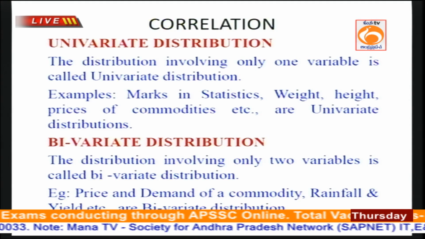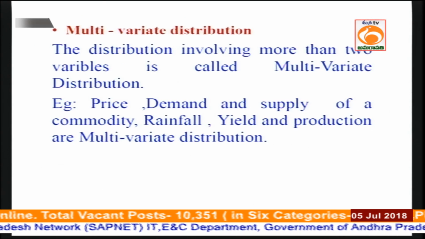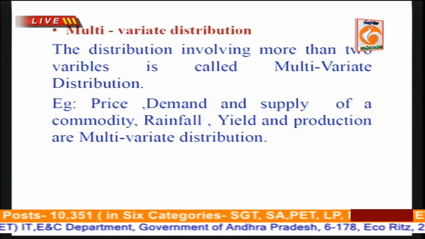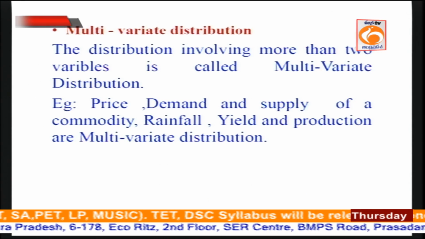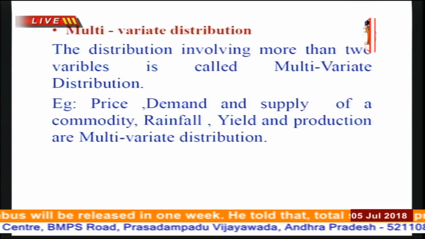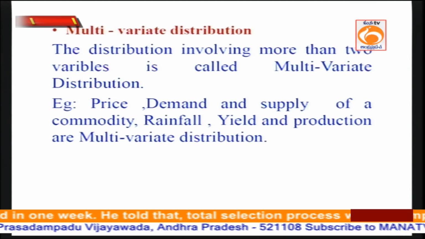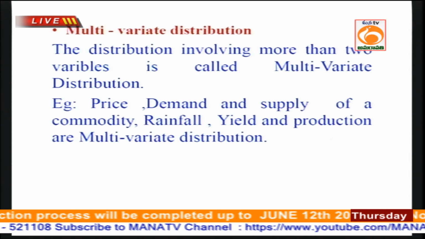Next is multivariate distribution. This is an advanced topic. The distribution involving more than two variables is called multivariate distribution. At a time, simultaneously, we have to study the price of a commodity, the demand for the commodity in society, and the supply of the commodity. These three are interlinked.